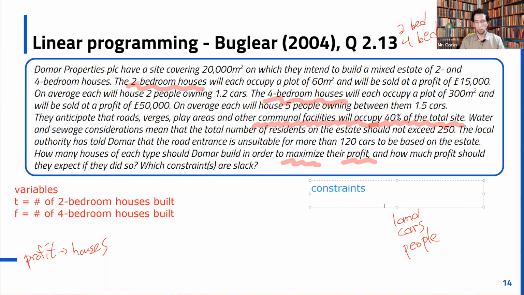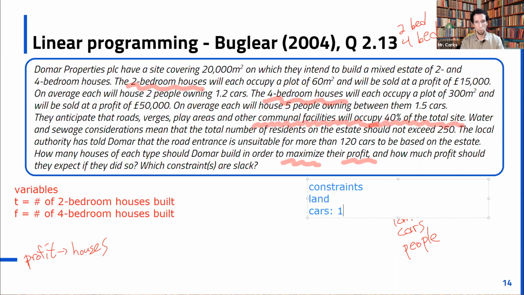constraints. Okay, so we think that land, cars, and people are our constraints. Let's see if we can use the variables to make an actual inequality for each of those. So actually land, yes, that's going to be a little harder. Let's start with some easy ones first. Cars. Can we make one for this?